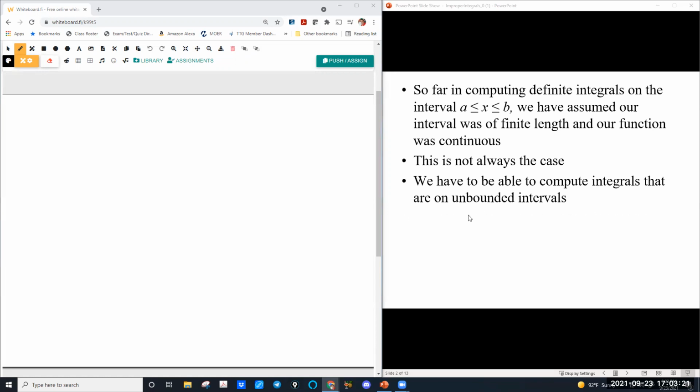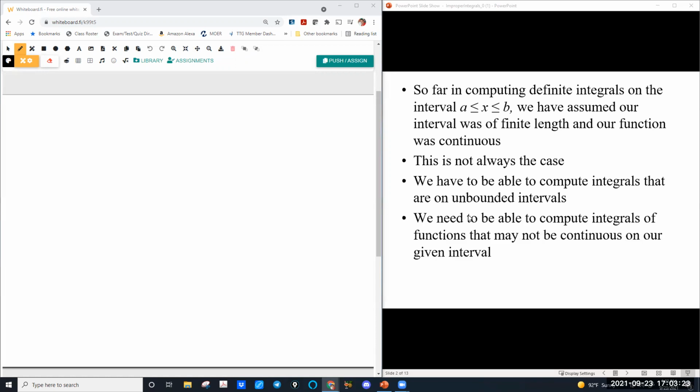So sometimes we'll have an integral that's on an unbounded interval. In other words, one or both of the limits are infinity. We also may have a case where the function that we're taking the integral of is not continuous on our interval, but its definite integral may still exist. So those are going to be the two cases we're going to look at. These are what are called improper integrals.